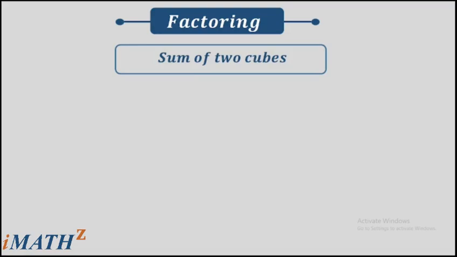Another special case we often find is a sum of 2 cubes. If you have 2 cubic terms, a cubed plus b cubed, we can write it as a plus b times a squared minus ab plus b squared. So it's just a matter of noticing that we have 2 cubic terms, identifying a and b, and plugging a and b into this formula. So let's go through that.